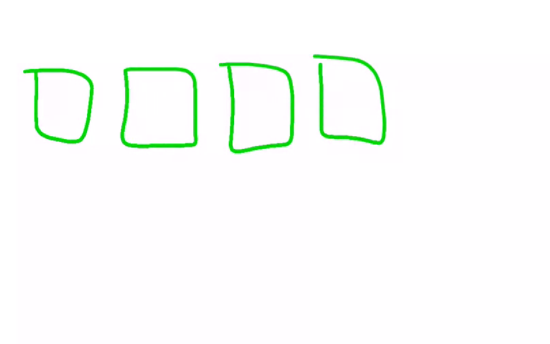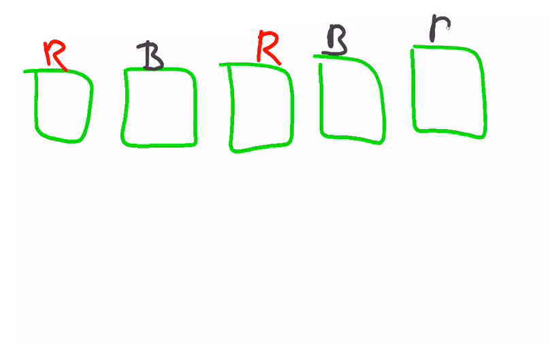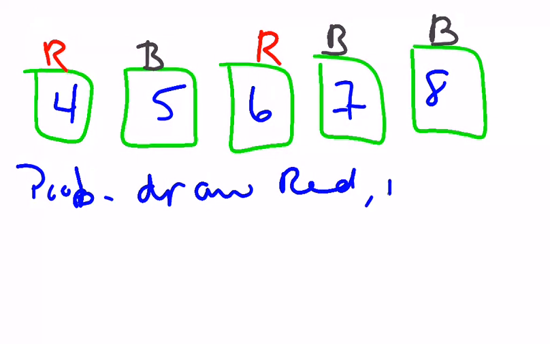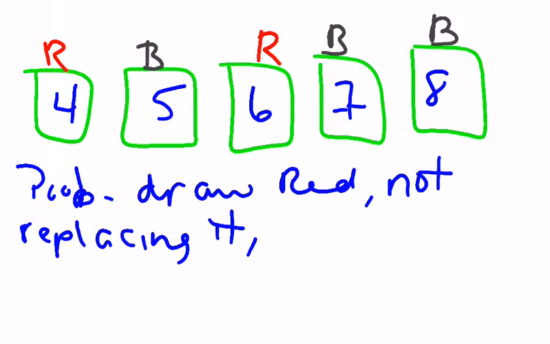Okay, another example, again with cards. So let's suppose we have these cards and these 2 are red. These are black. But now we have some numbers in them. Okay, so we want the probability of drawing a red, not replacing it, so we're not going to put it back, and then drawing another red.